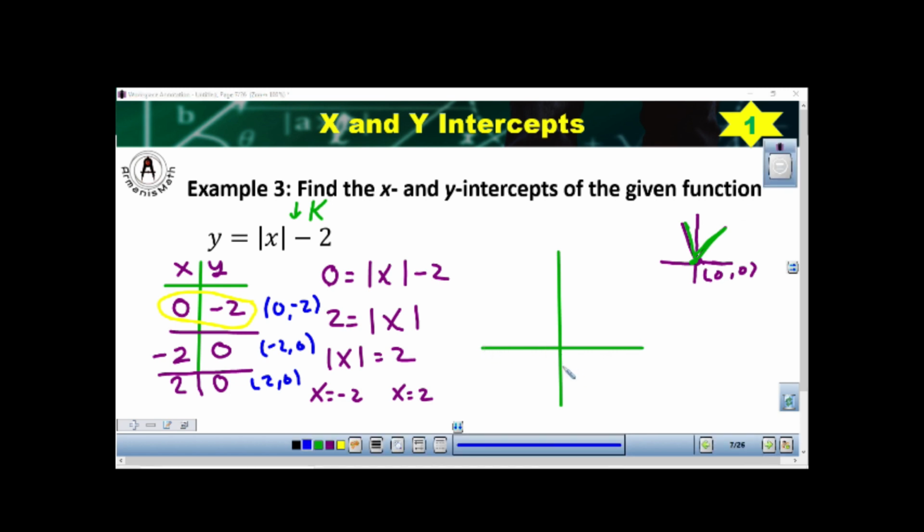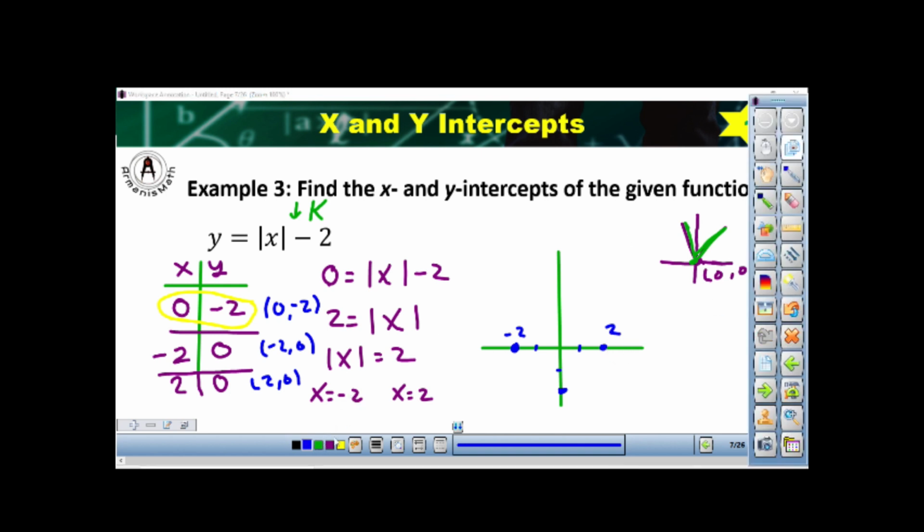First one is (0, -2). So here's (0, -2). I'm down here. That's the y-intercept. And I've got 1 and 2, -2 here. That's a -2. That's the x-intercept, one of them. And 1 and 2, that's the other x-intercept, which is 2. So I have myself a V-looking shape, which is what I expected.